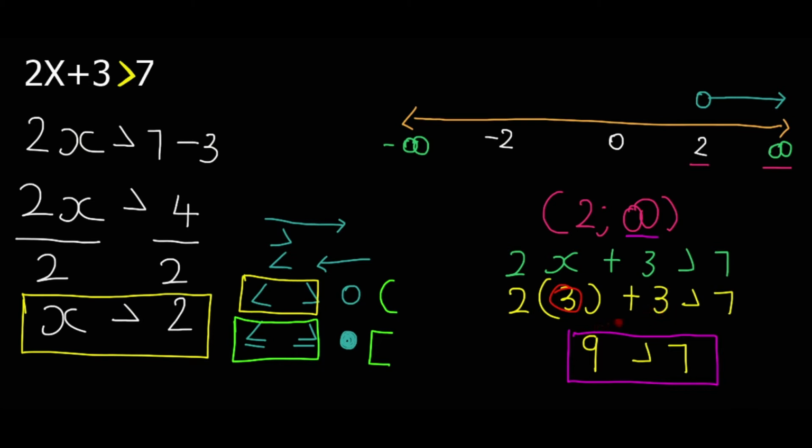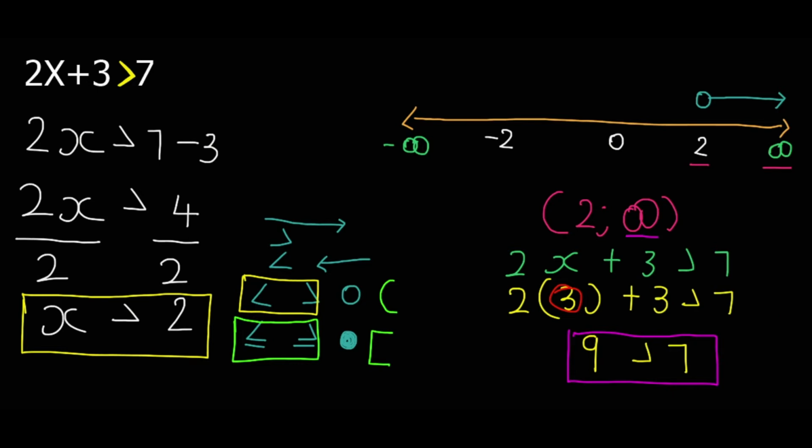So 7 is not greater than 7. 7 is equal to 7. This statement is going to be false. So for this statement to be true, x must be greater than 2. So any number greater than 2, this statement will be true.